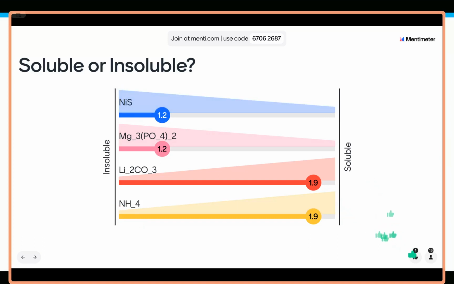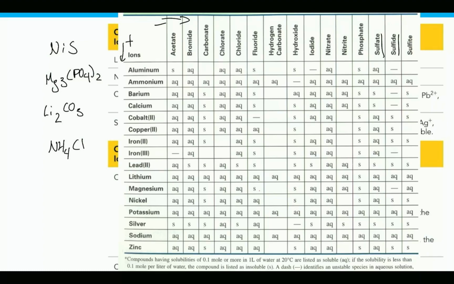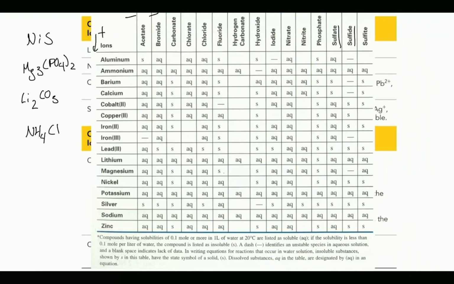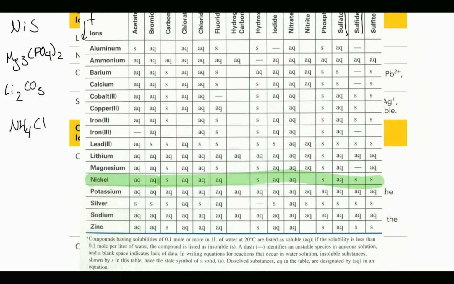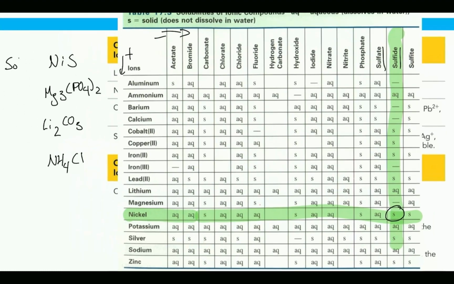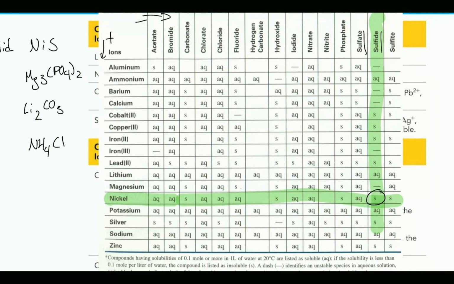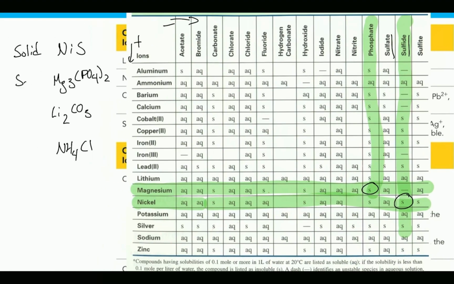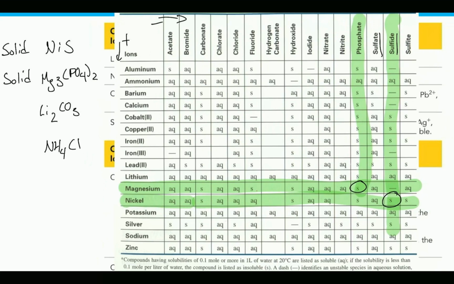So what we're looking for on this chart, so nickel and sulfide. So we go nickel, and then we would say sulfide. And so where they cross, nickel and sulfide, that's S, so that should be solid or insoluble. And then for magnesium phosphate, so magnesium, draw a line all the way across, then phosphate coming down. That's also S, that's a solid. Now lithium is again one that's really good to know because, ooh, there's an exception. Phosphate, actually. So lithium, with pretty much anything, is going to be soluble, so it's aqueous. Oops. I guess I said soluble or insoluble.